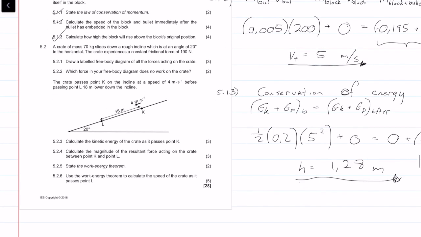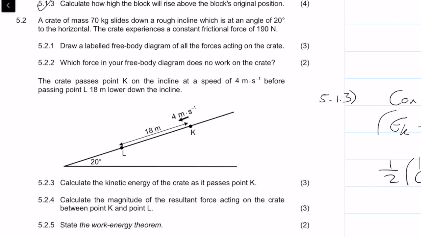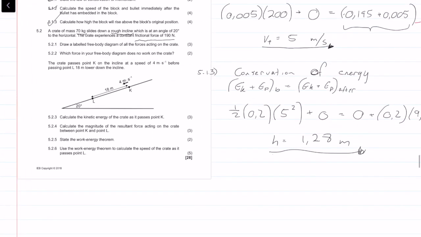Question 5.2. A crate of mass 70 kilograms slides down a rough incline, which is at an angle of 20 degrees to the horizontal. The crate experiences a constant frictional force. We have to start off by drawing a free body diagram. Not too difficult. Let's give ourselves a 20-degree slope right here. So this is 5.2.1. Then we have the crate, and we definitely have weight acting downwards.